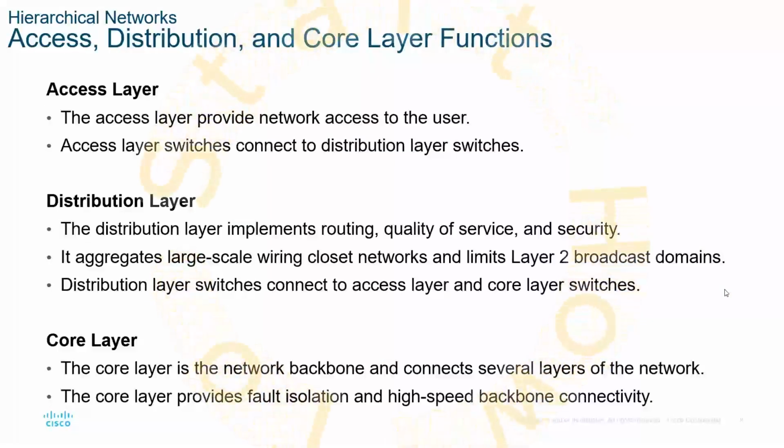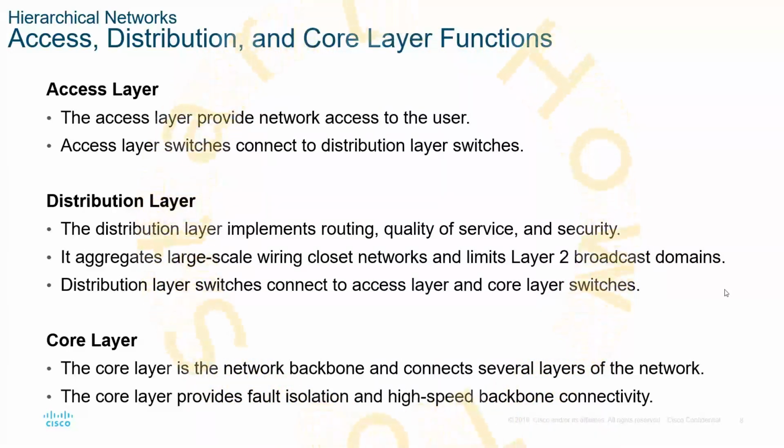So how do we define the layers? The access layer provides network access to the end devices. These switches are going to connect to the distribution layer switches and handle just basic connectivity. The distribution layer is going to implement routing, quality of service, security, and other layer services. It will also aggregate the large-scale wiring closets, and it will help to limit layer 2 broadcast domains. Normally, distribution layer switches are going to be layer 3, and that's why they can handle certain routing features.